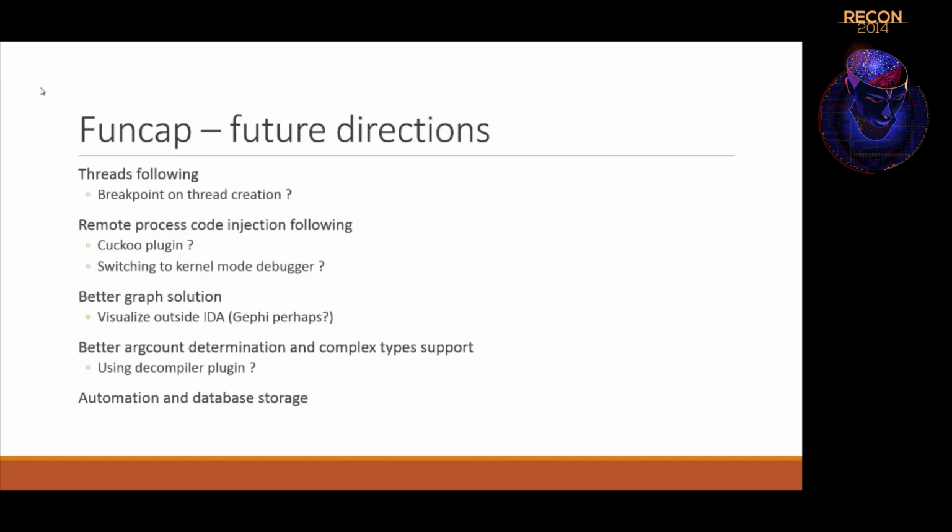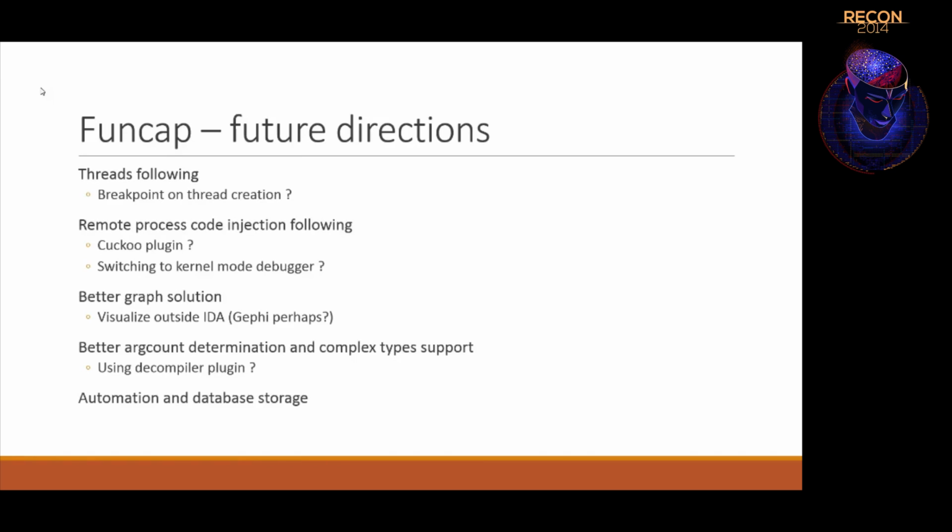Now, what are the future directions? The thread following that I just mentioned can, I think, be easily resolved by breakpoints on thread creation, or on a given API in an operating system, such as CreateRemoteThread or CreateThread and so on. As for the remote process code injection following that was just mentioned, I was also thinking about this, and what I was thinking about is creating a Cuckoo plugin that can trace injected code, creating new IDBs for each injected code and dumping it, giving it back in a package generated by Cuckoo.